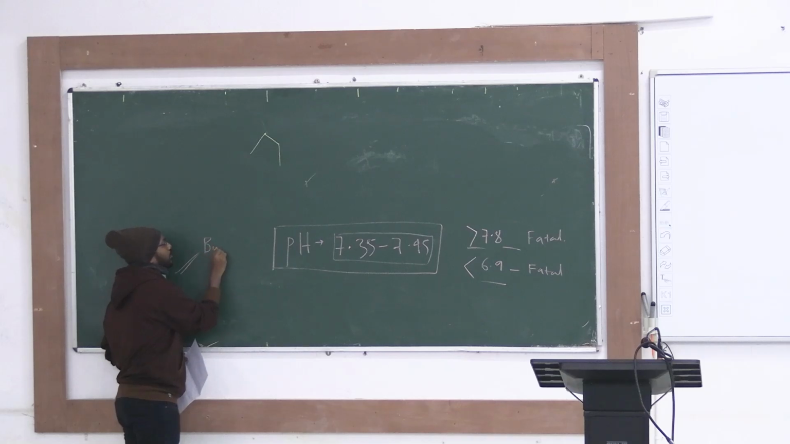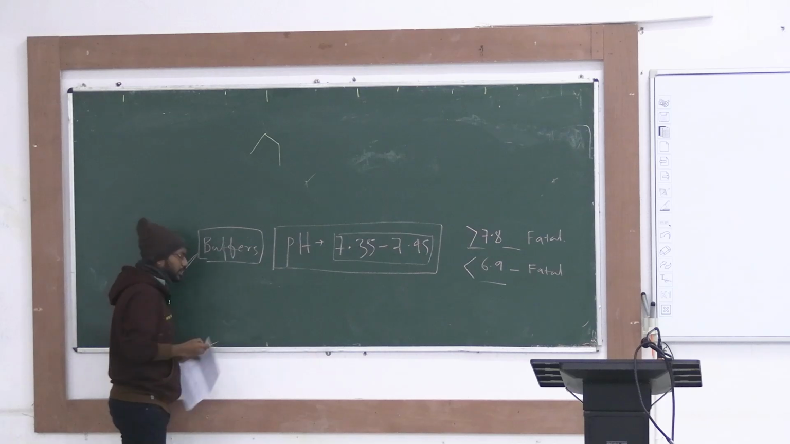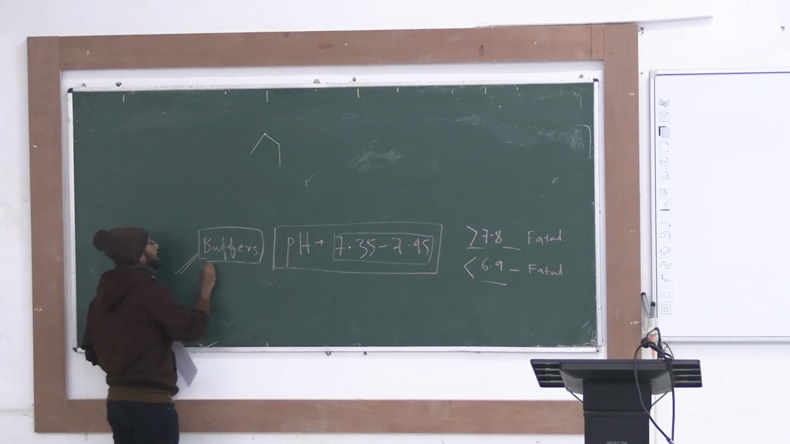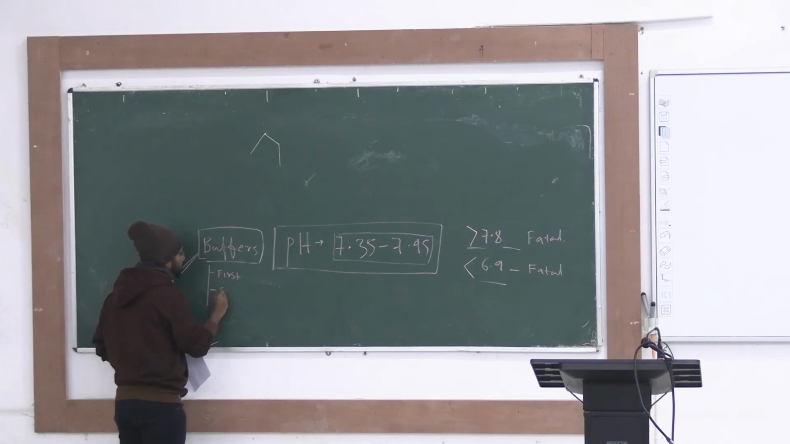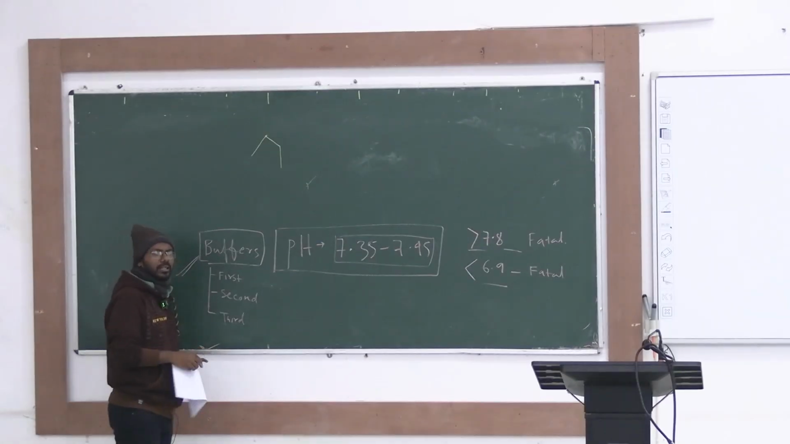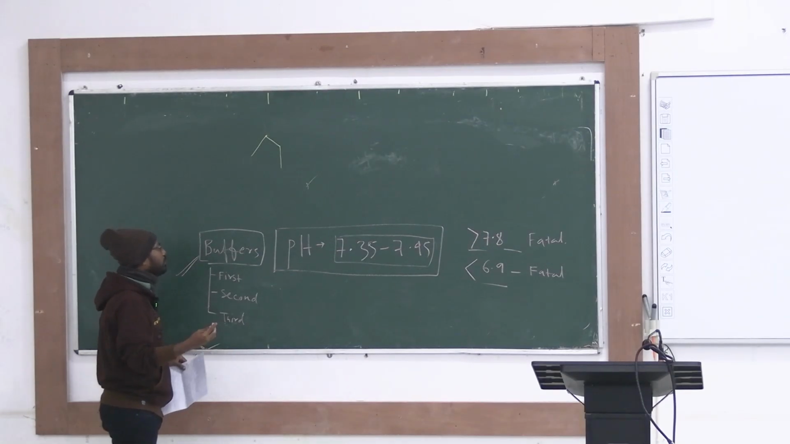So by buffers, these we call buffers. So what are these buffers actually? Buffers are in the body for maintenance of pH, because maintenance of pH is very important for all the cellular functions and all the bodily functions to be done. So there are three lines of defense: first line of defense, second line of defense, and the final or third line of defense. Whenever there is a pH change, our body reacts automatically. Why? Because the body tries to maintain homeostasis. That is why the body will negate these changes in pH, so the body is all right.